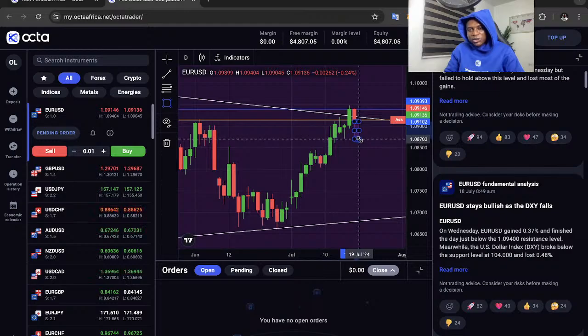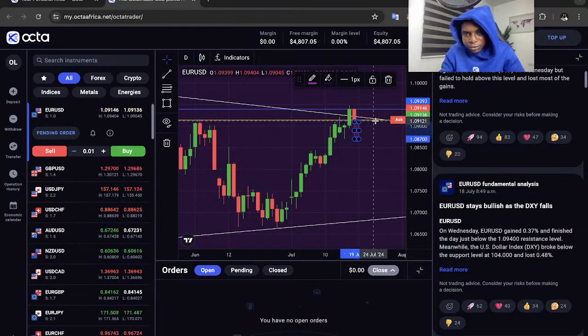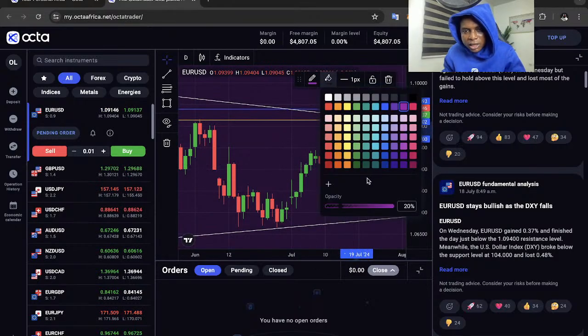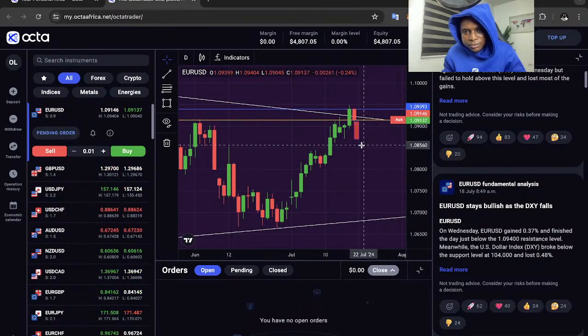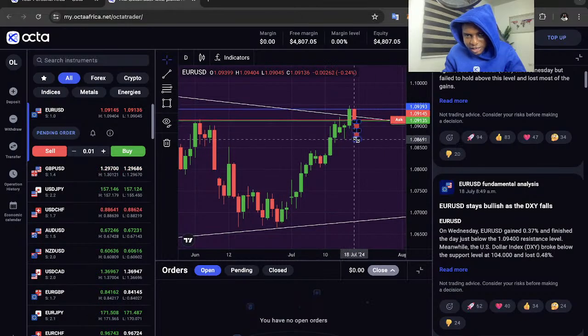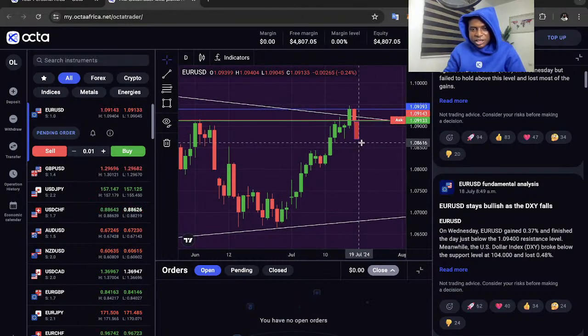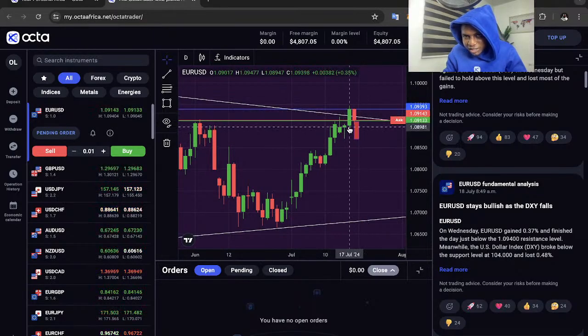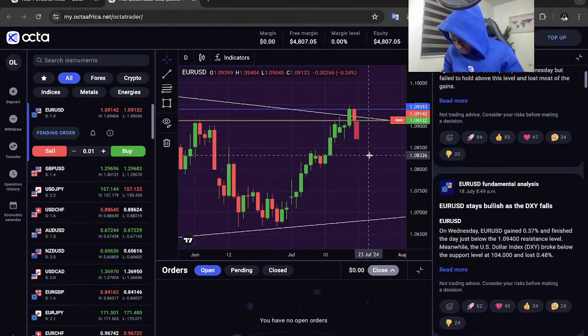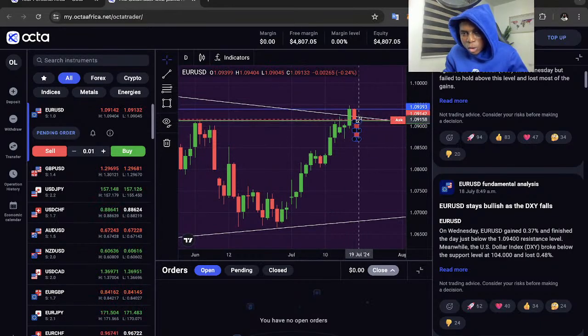All right, if it closes below these levels, as you can see, let me make it deeper. Good. If it closes below this level, can you see that? If this current candle closes below this green candle here, it gives a sell signal.